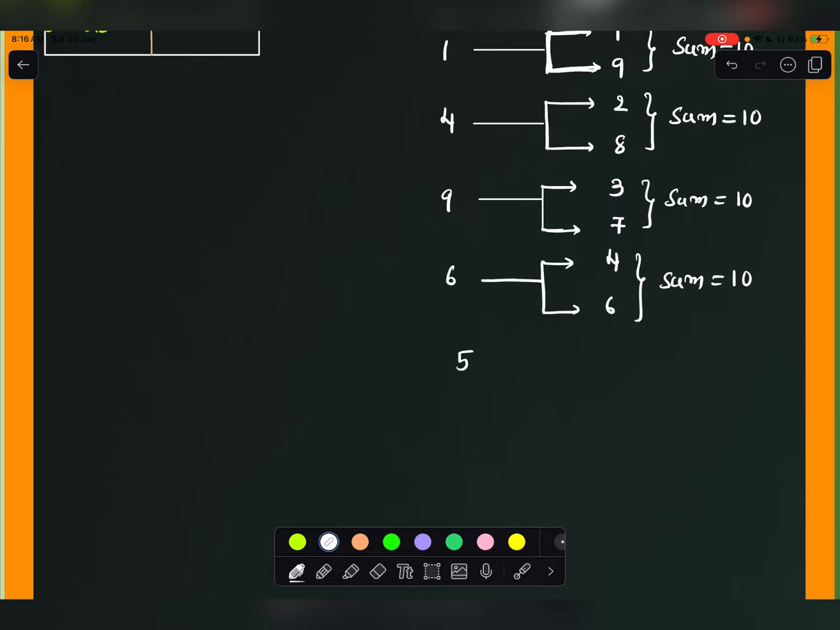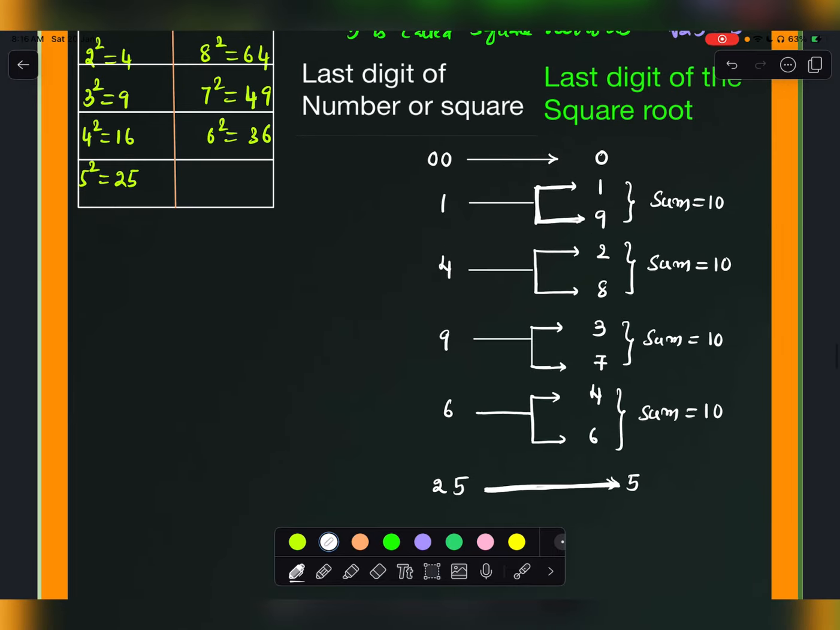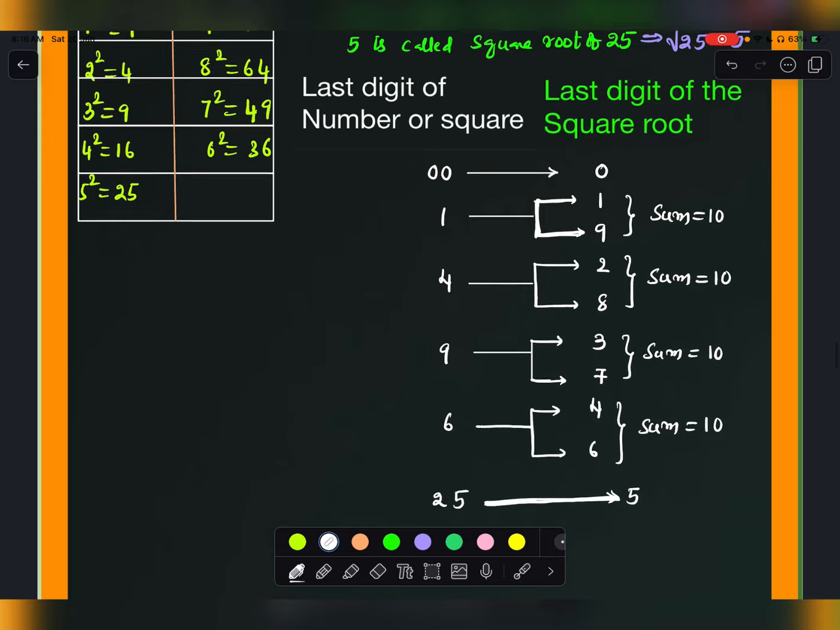If a number ends with 5, it is a perfect square. So the number ends with what? Its result value always ends with 5, right? If a number ends with 5 or 25, its square root ends with what? Always 5. So these things are prerequisites to find the square root of perfect squares, right?